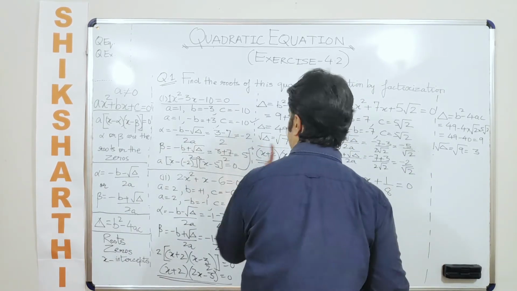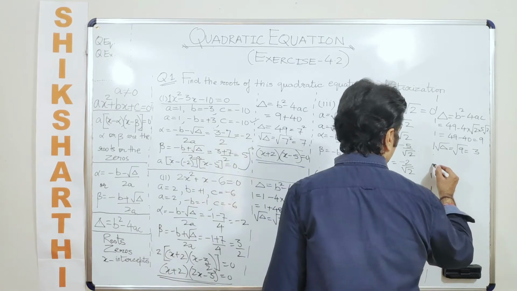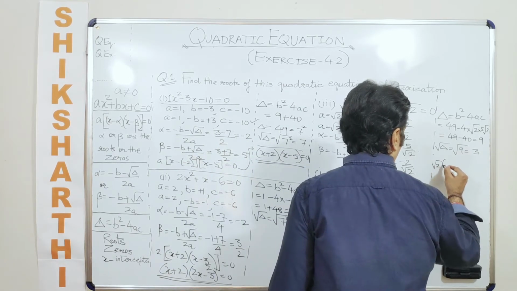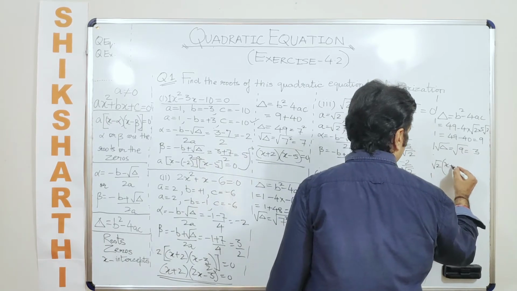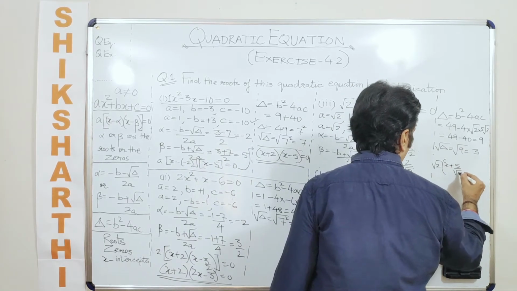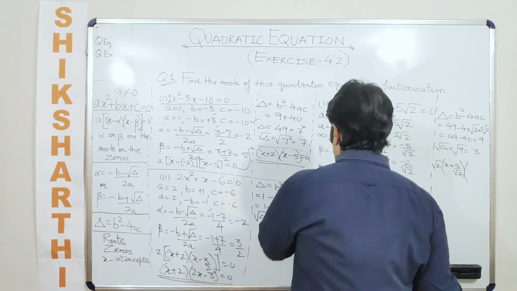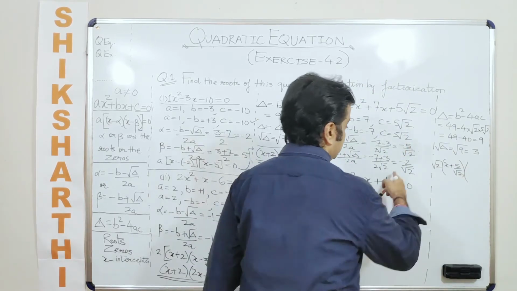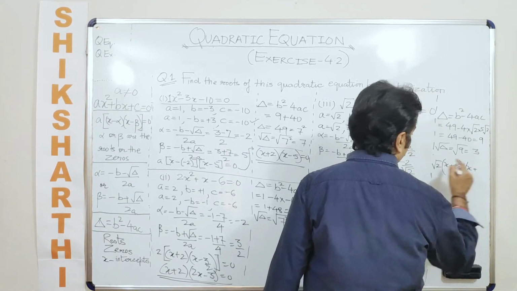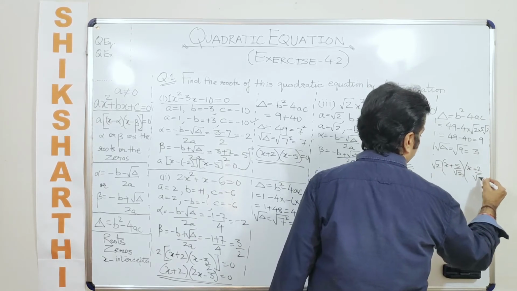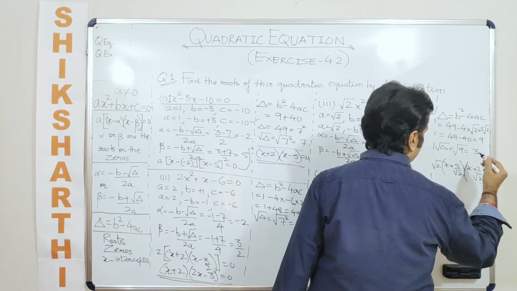Now we need to write down the equation. So the equation here becomes what? A times, so we'll be writing the equation as root 2 times of x minus alpha, which in this case becomes x plus 5 by root 2, into x minus beta, which in this case becomes x plus 2 by root 2 is equal to 0.